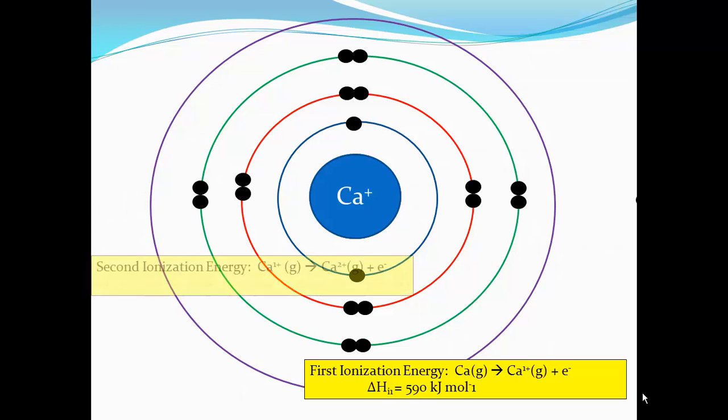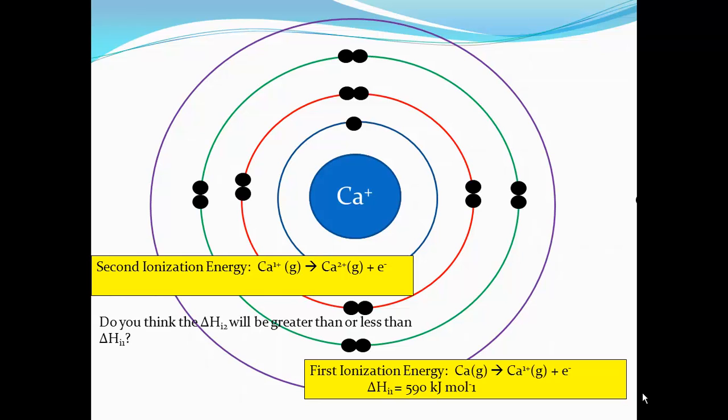Now, a second electron leaves. So you're starting at Ca+ now and yield Ca2+ plus an electron. What do you think happens to the energy required to remove a second electron? Would it be greater or less than the first? If you said greater, you are correct.